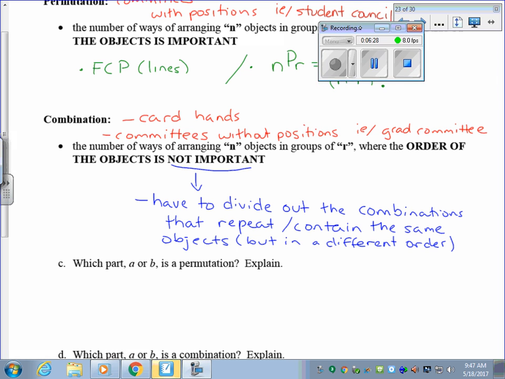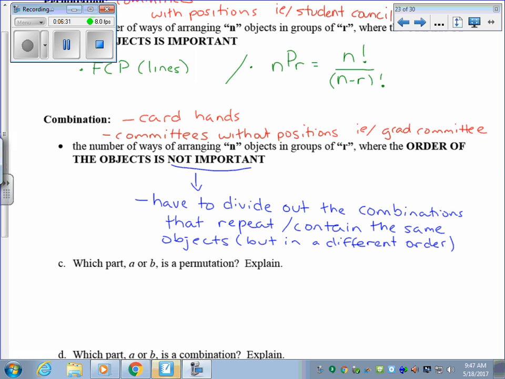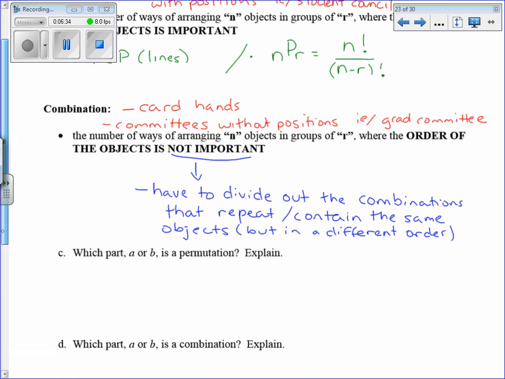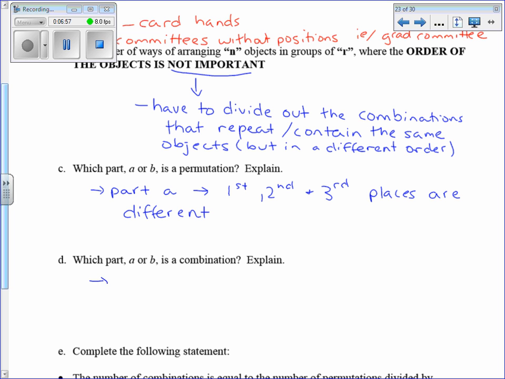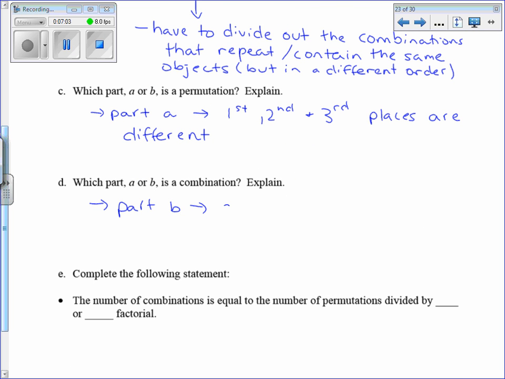So I think I kind of already gave away the next part here. Which part of the investigation on the previous page, A or B, is a permutation? Explain which part's a combination. So the permutation is A, because first, second, and third were different. And the combination is part B, because the place in the clinic is the same for everyone.